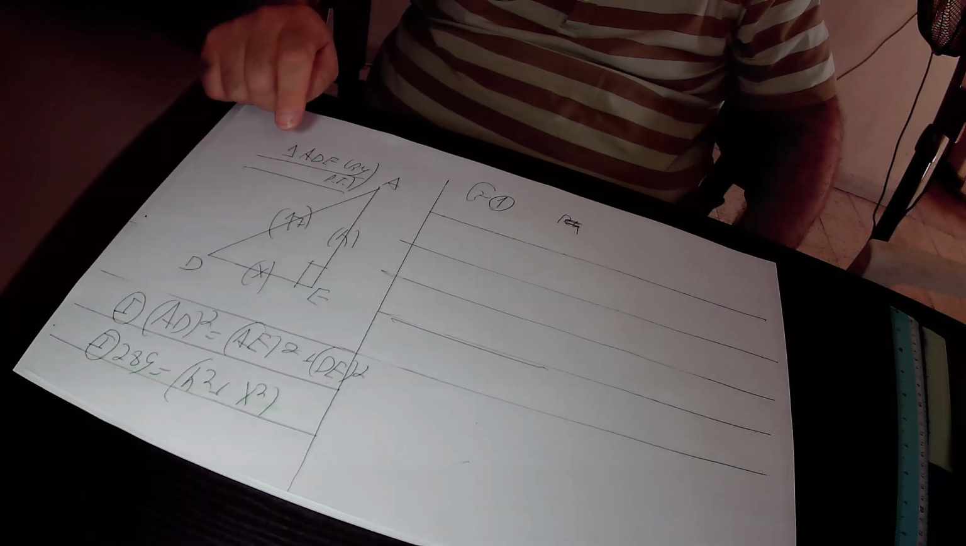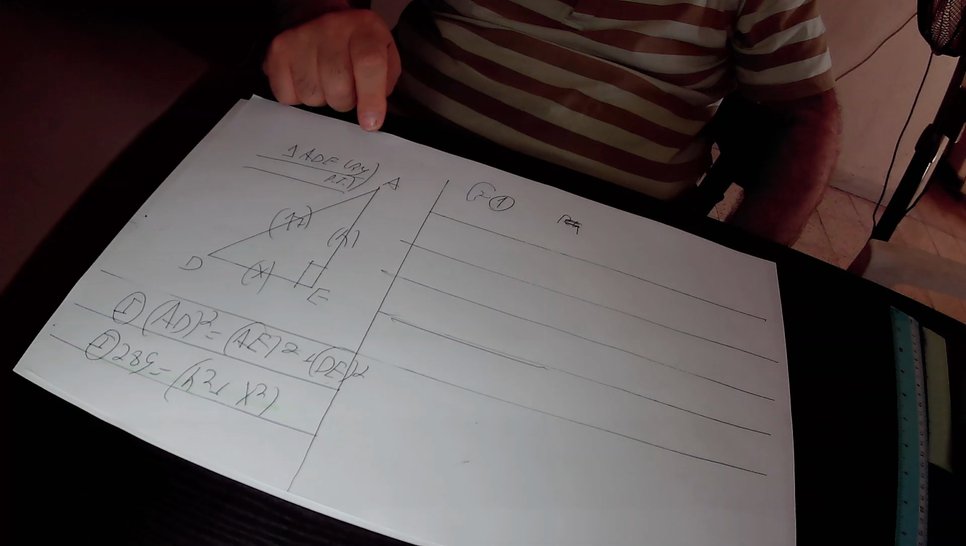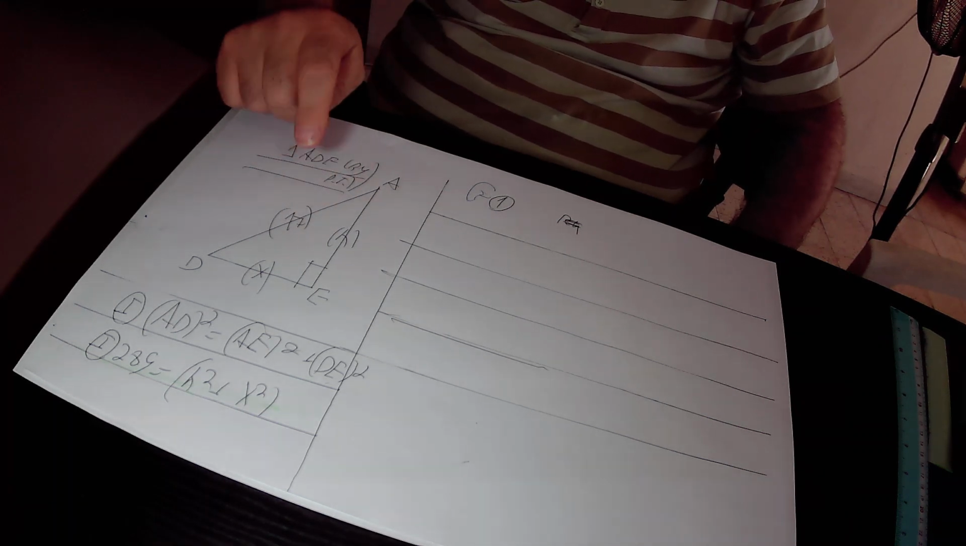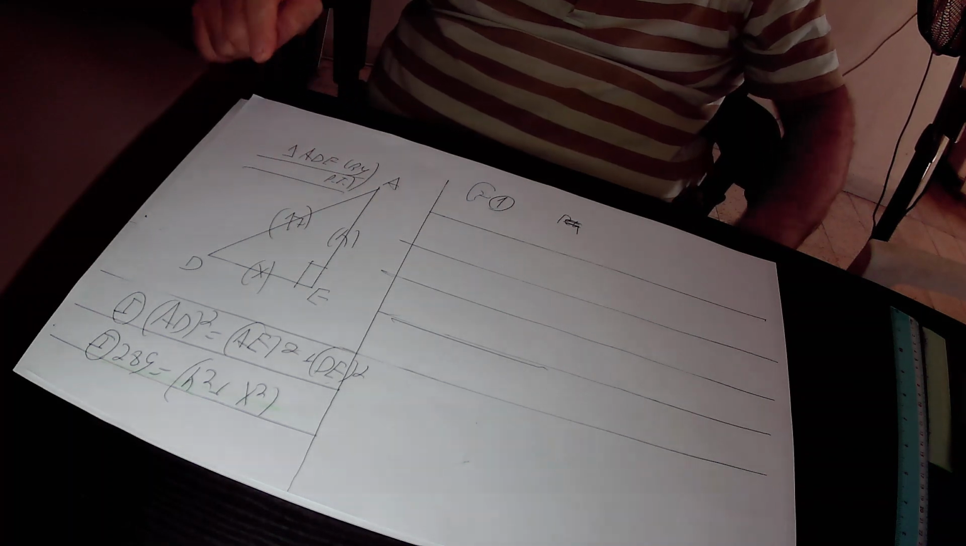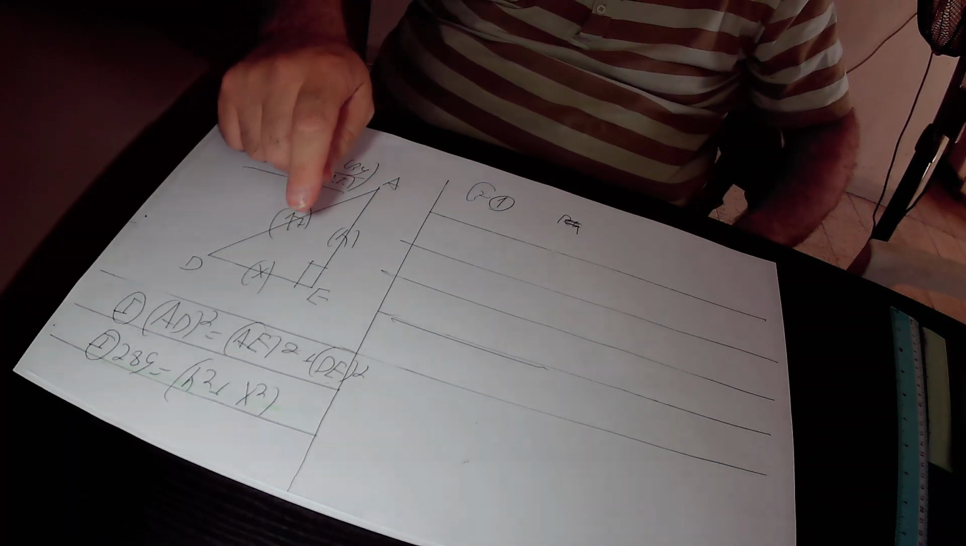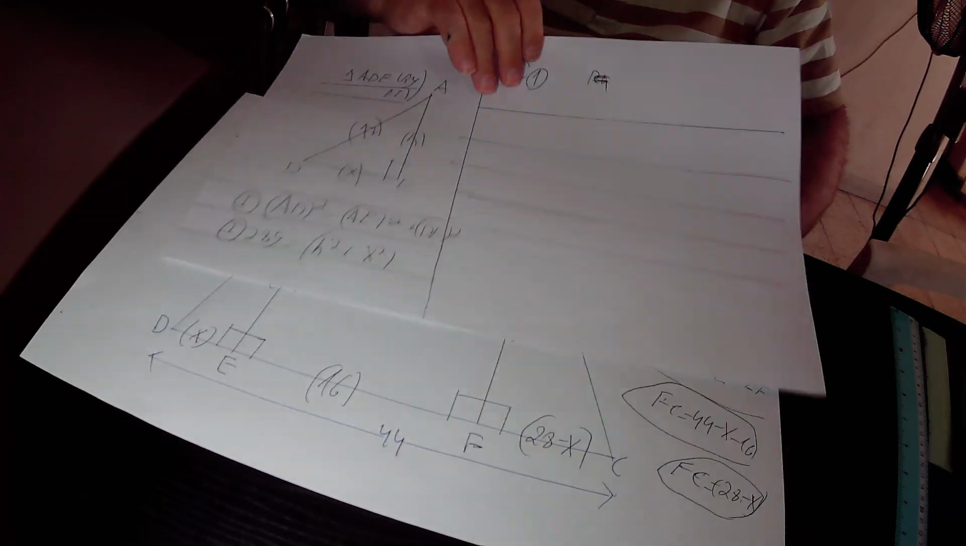AD is 17, therefore AD squared is 17 squared, that is 289, equals AE squared plus ED squared. AE is h, therefore AE squared is h squared. ED is x, therefore ED squared is x squared. So in total we find that h squared plus x squared equals 289. This is equation 1.